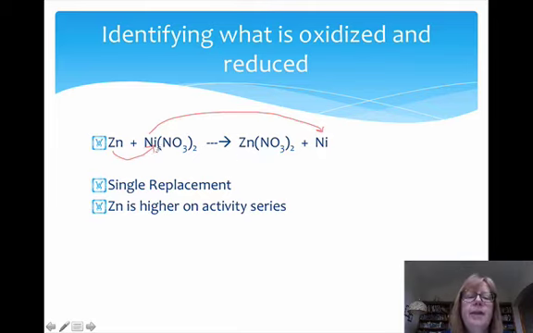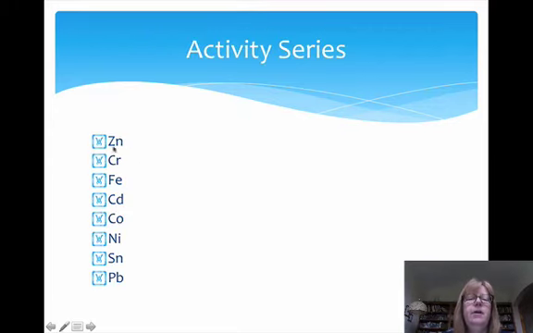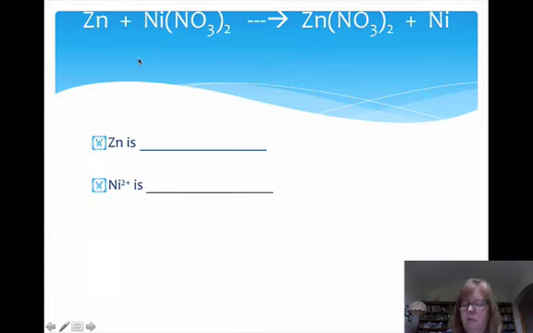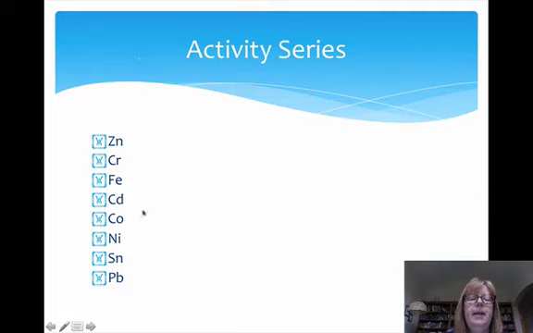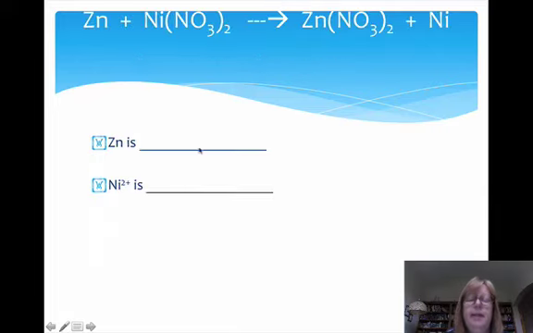Now, why could zinc replace the nickel? Well, it's higher on the activity series, and there in your reference packet is a reference to the metal activity series, and it looks something like this. You've got all these metals listed in a vertical column here, and the ones higher on the list are able to replace the ones lower. Lithium's up here, and you see zinc is up there, but nickel's below it, so the zinc can replace the nickel.